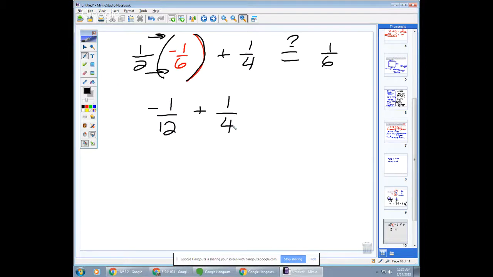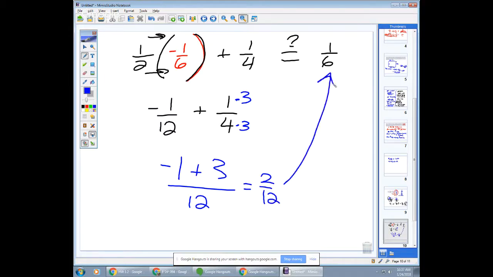We're adding now, so I need a common denominator. What should the denominator be? 12. 4 goes into 12 3 times. So then we're going to have -1 plus 3 over 12, which is what, 2/12ths? And 2/12ths is really 1/6, and so it does check. You got it right.